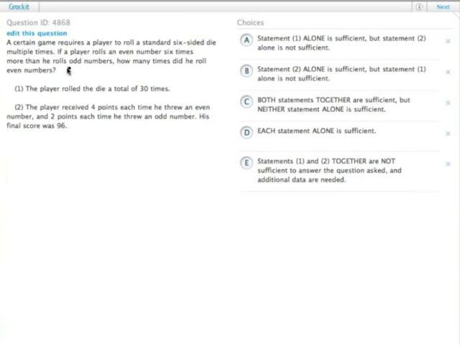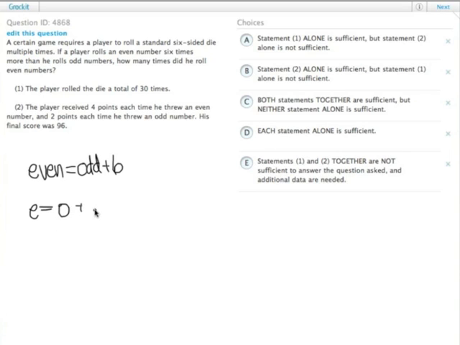So a certain game requires a player to roll a six-sided die multiple times, and if they roll an even number 6 more times than odd, we have to figure out how many times that person rolled. So we find out from the problem that he got 6 more evens than odds, so the even equals odd plus 6. So really what we have is a single linear equation with two variables.